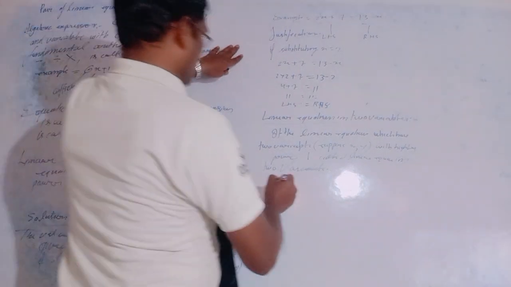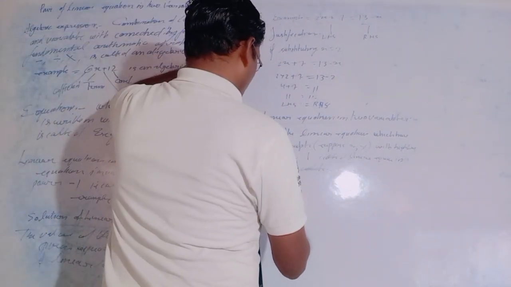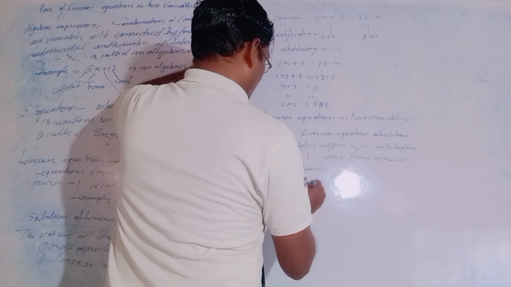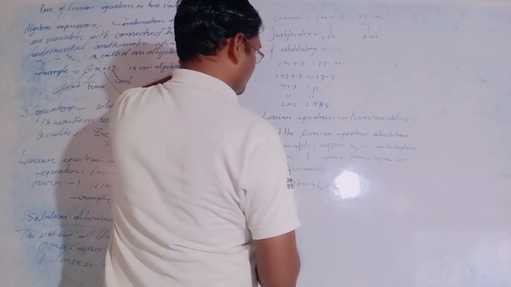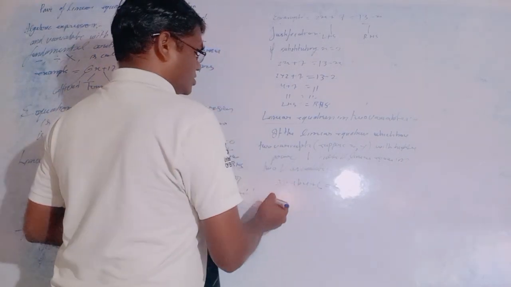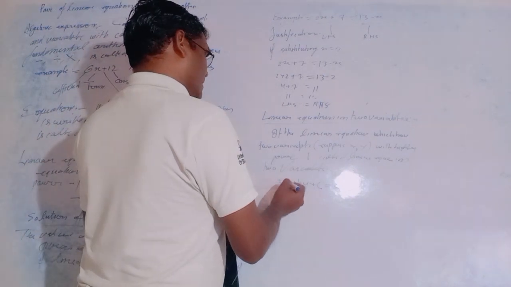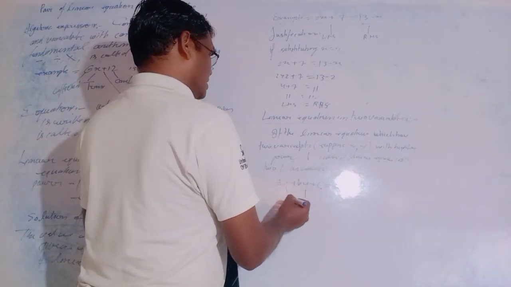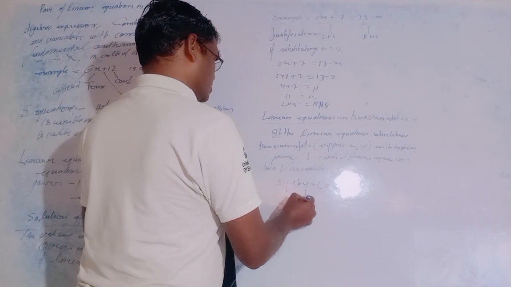Now we will try to understand these equations. For example, the fundamental formula is Ax plus By plus C is equal to 0. Here x and y are the two variables.